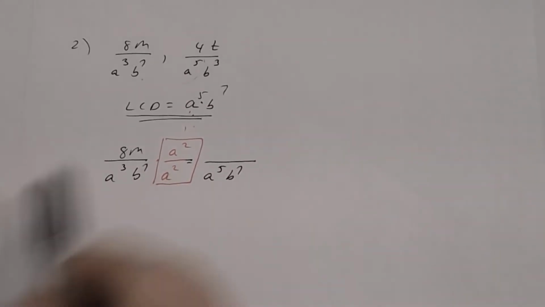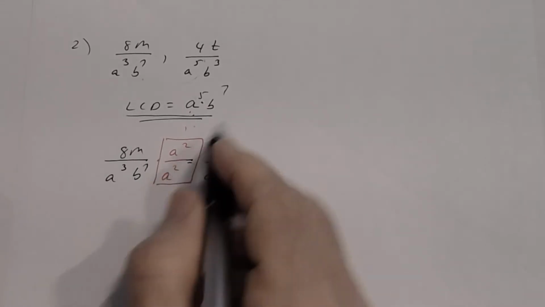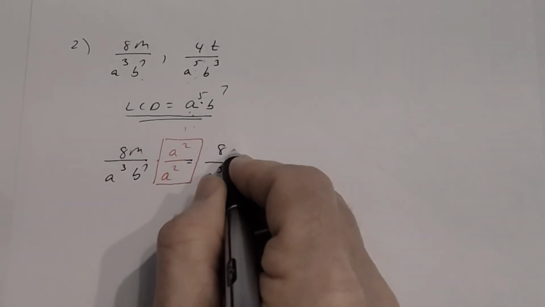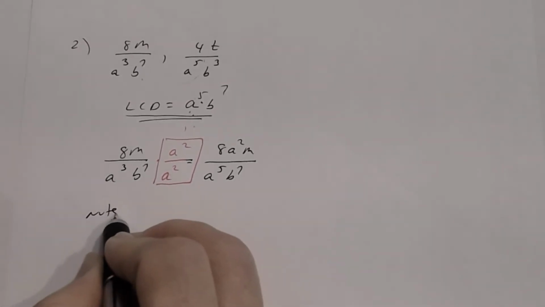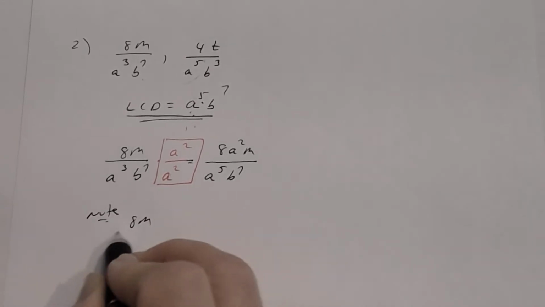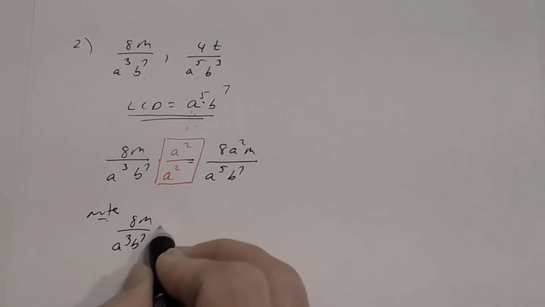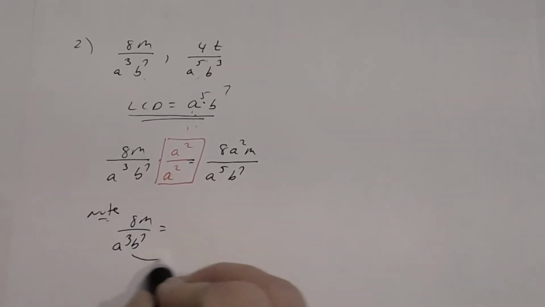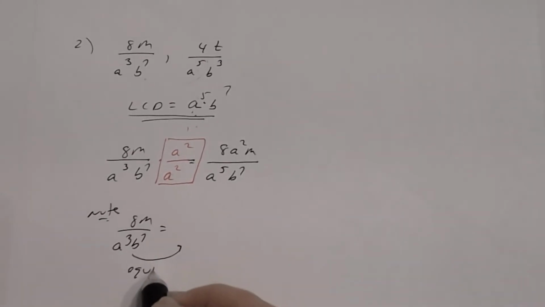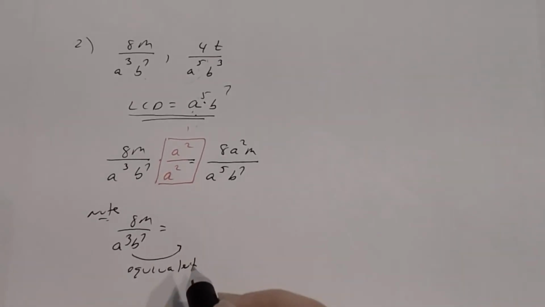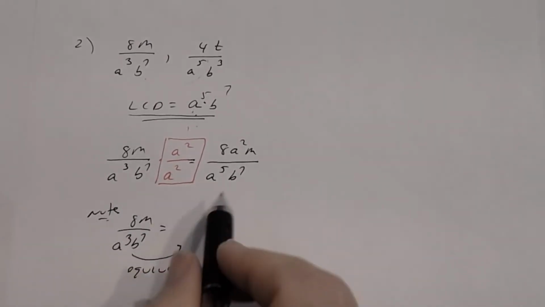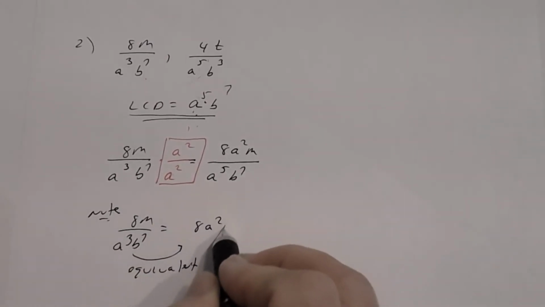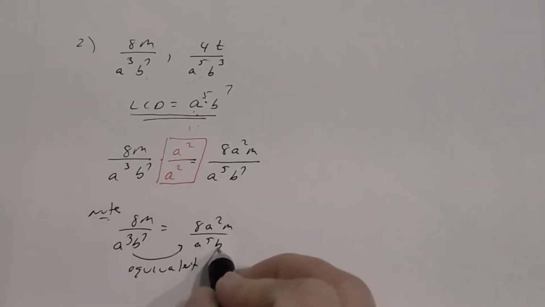So then the answer is going to be 8m times a squared is 8a squared m. I just put it in alphabetical order. It didn't matter. All right, and so note, you found your answer will be 8m divided by a cubed b to the 7 is equivalent, and we're using the word equivalent, meaning they're equal to each other. So if you were to reduce this, you would get this back, is equivalent to 8a squared m divided by a to the 5th, b to the 7th.